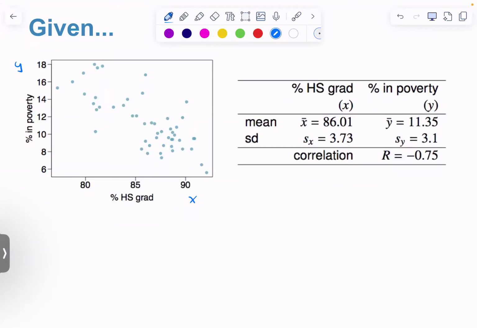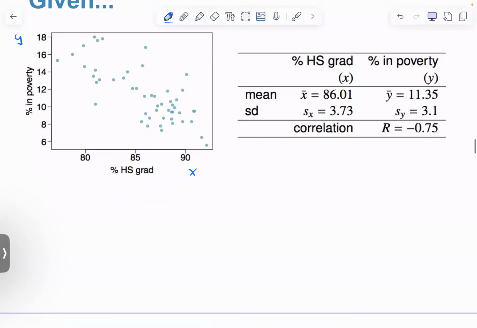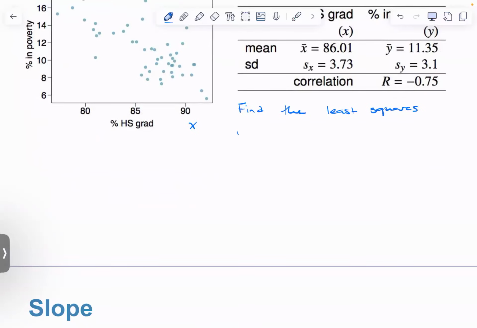Okay. This one's nice. I give you the correlation. The correlation here is negative 0.75. Notice how she uses the capital R. I would use a lowercase r, it doesn't matter. Now, we're going to find, let's just do it together. Find the least squares regression line, or regression equation.